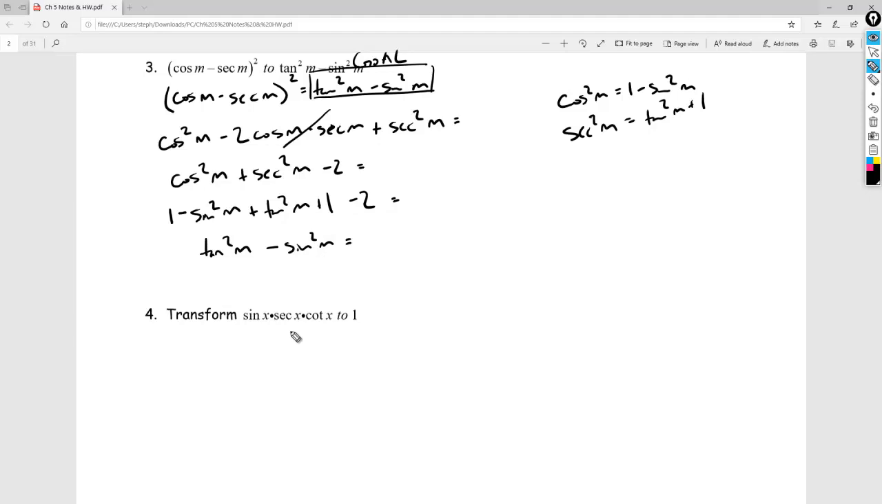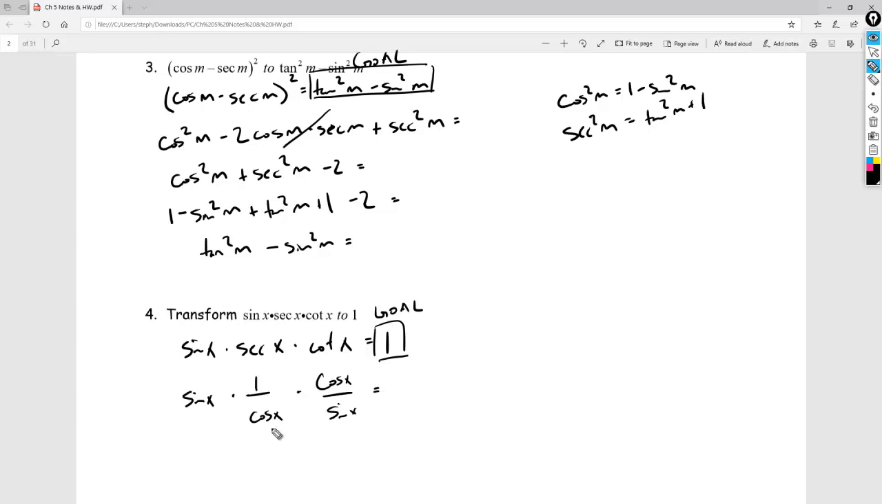Alright, last one is to show that sine of x times secant of x times cotangent of x is equal to 1. So quite obviously I will list 1 as my goal. It'd be kind of hard to work backwards from here, but I mean entirely possible. Again, I'm going to use my strategy of rewriting everything in terms of sine and cosine. So secant's the same thing as 1 over cosine of x. Cotangent is cosine of x over sine of x. And I'll just cancel things out.